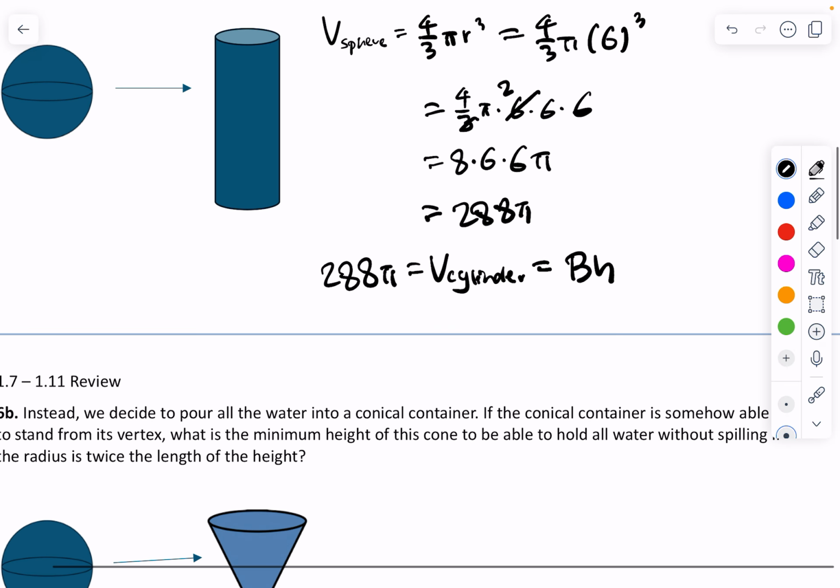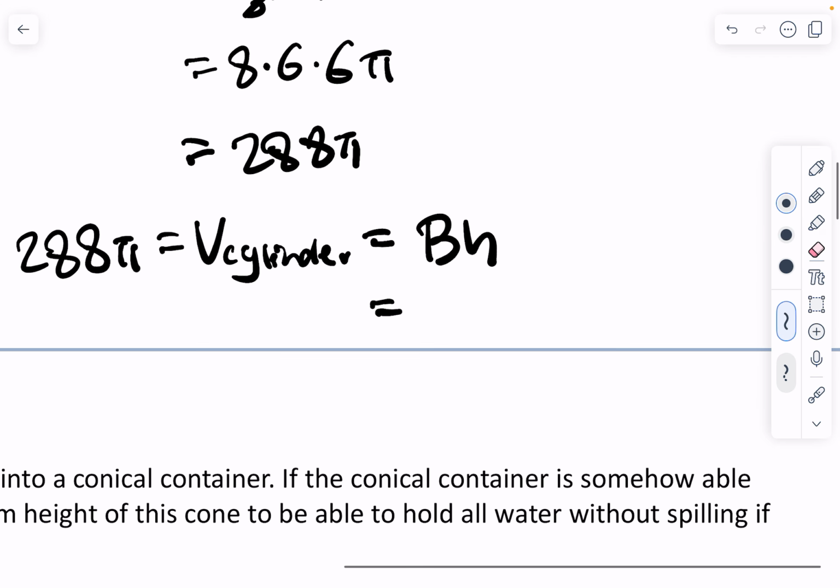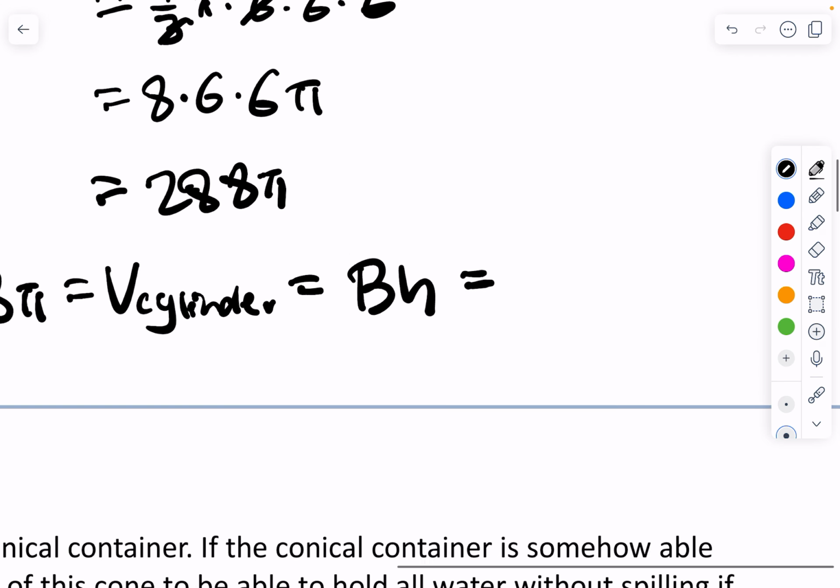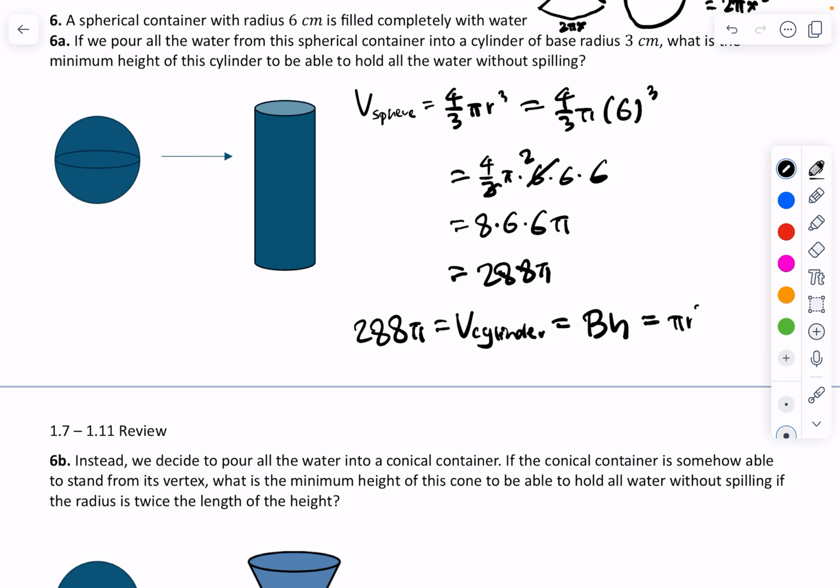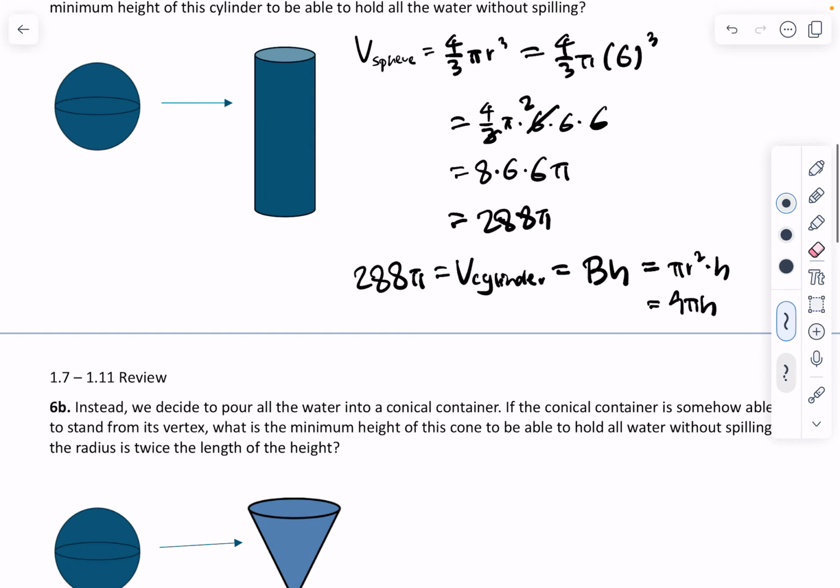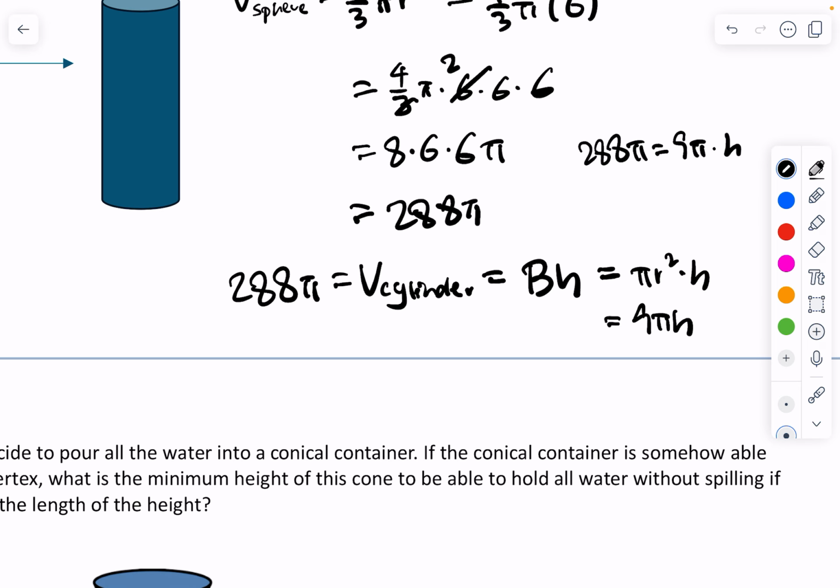In here, I'm using capital B for base area and lowercase b for just a base, like a base side. So this would just be... and we know here that the base area is pi r squared, right, times h. And we know the r. So this simplifies into 9 pi h, and then we get that 288 pi equals 9 pi times h.